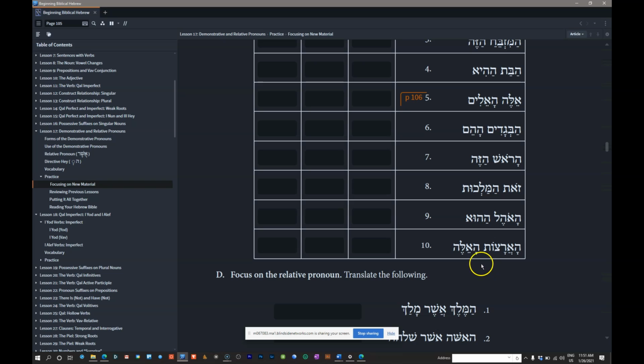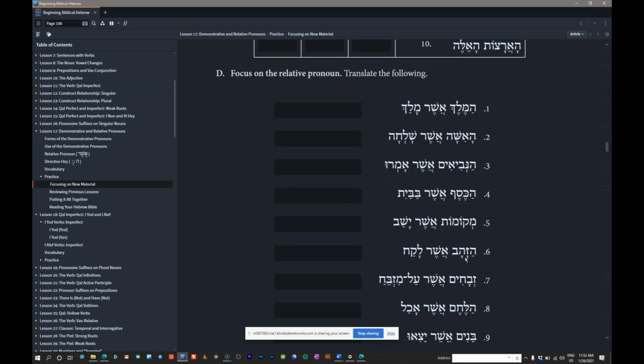Number 10, we've got haaratzot haeleh. Again, eleh is always plural, but it's common. It could be masculine or feminine, so we have to look to our noun to determine the gender. Ot here, in particular, tells us that it's feminine. So we've got a feminine plural, and since it has the article and it comes after its noun, it's going to be attributive. These are the lands. All right, let's look at D.